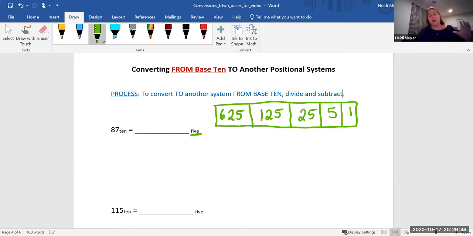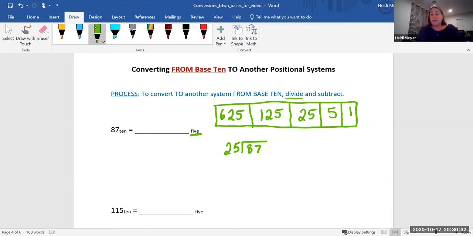But now as I think about changing 87, our number 87 from our base 10 that we work with every day, I need to think about what's the highest number on this place value chart that can go into an 87. That's why we're talking about divide. It's how many times it can go into, how many groups that large fit inside of an 87. Well, 625 is way too big and 125 is too big. But I can divide 25 into 87. And so that's going to be my first step. I'm going to ask how many groups of 25 are there in an 87?